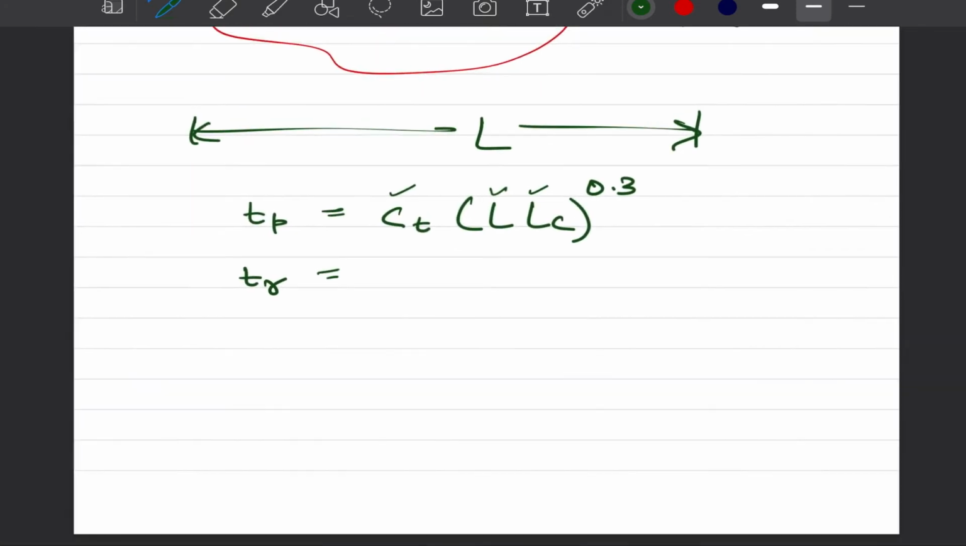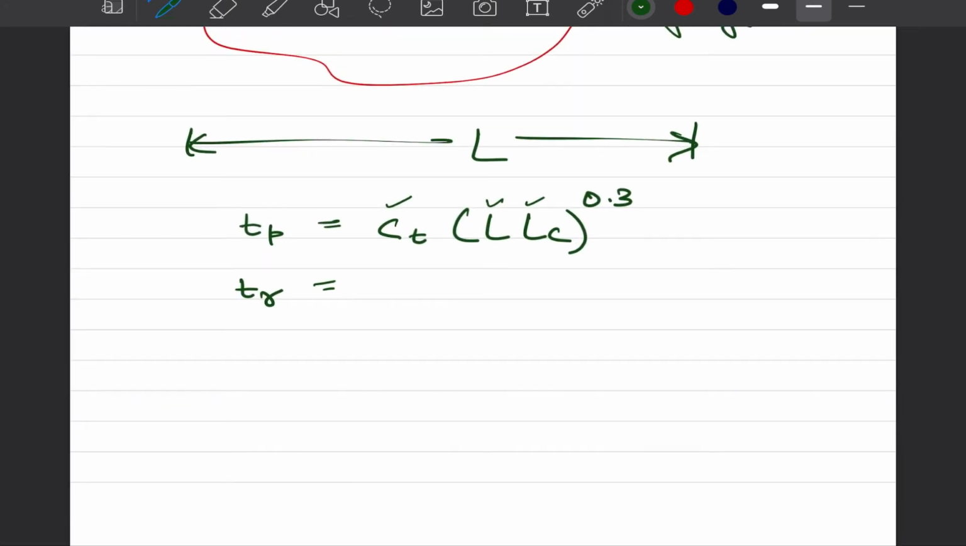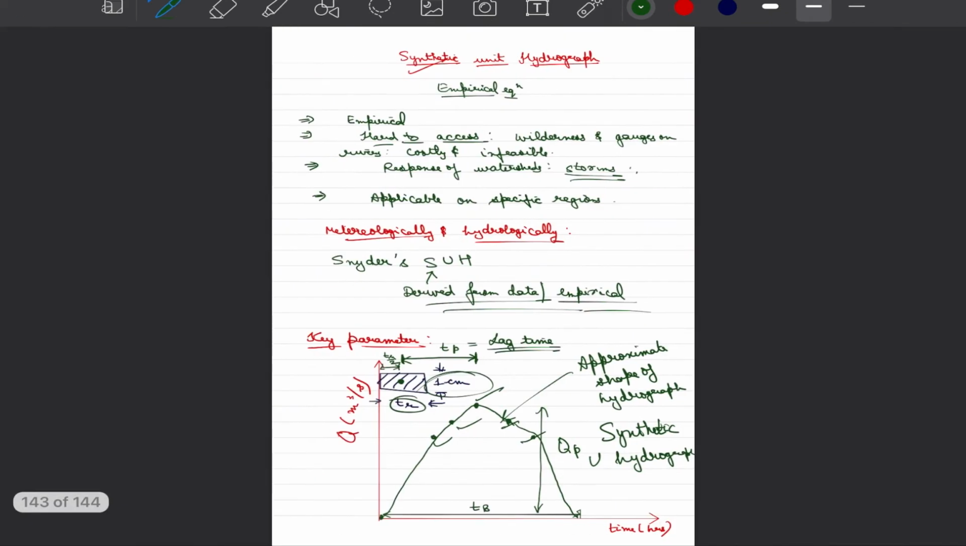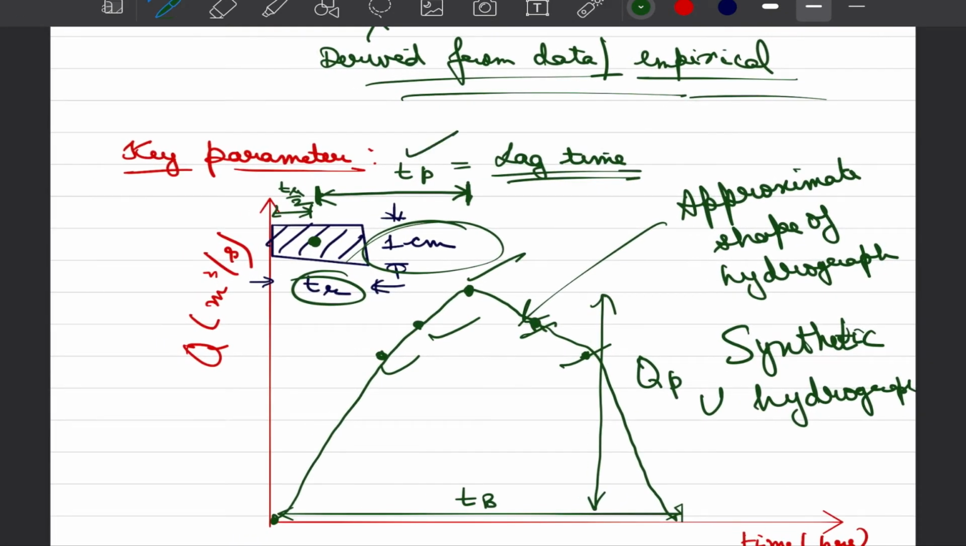Now, once we determine the lag time, the second relationship that was proposed is that TR, the standard duration of effective rainfall for which we are drawing this synthetic unit hydrograph, is TP divided by 5.5, and this is also in hours. Now we have determined TP, we have determined TR. We need to know the magnitude of Q to identify our first point.